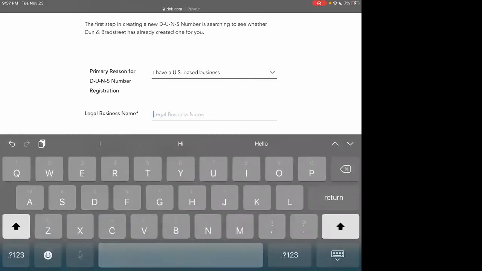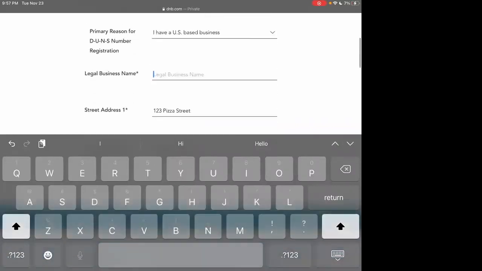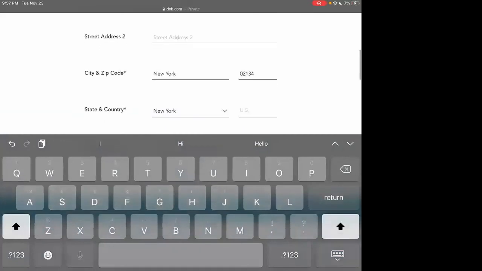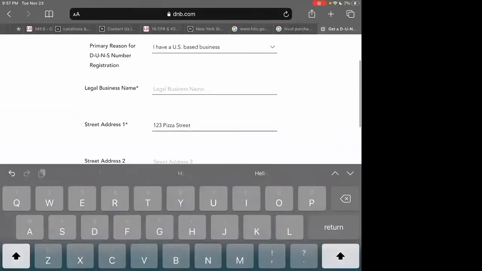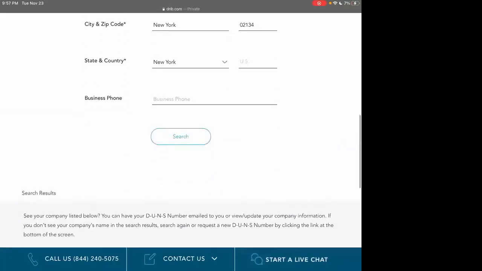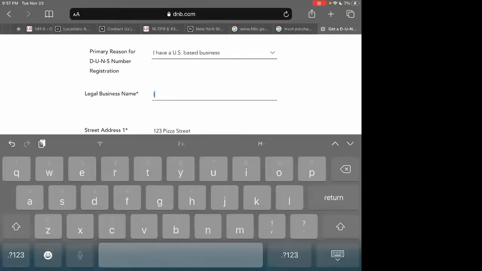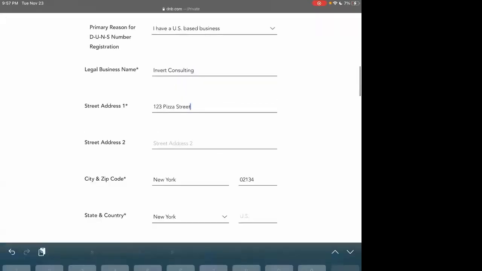Does anybody have a US-based business that they would like to use for an example for this purpose? Sure, I do. It's Invert Consulting. Spell that for me. I-N-V-E-R-T Consulting. Inc. or anything like that? LLC.